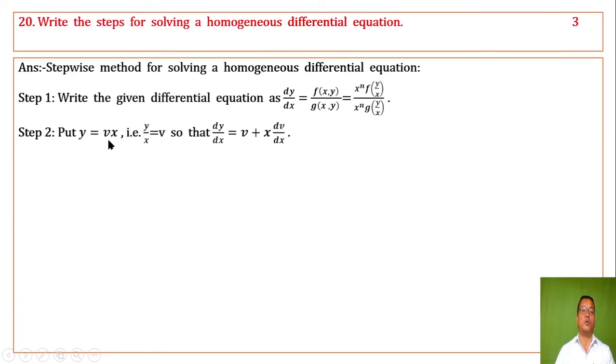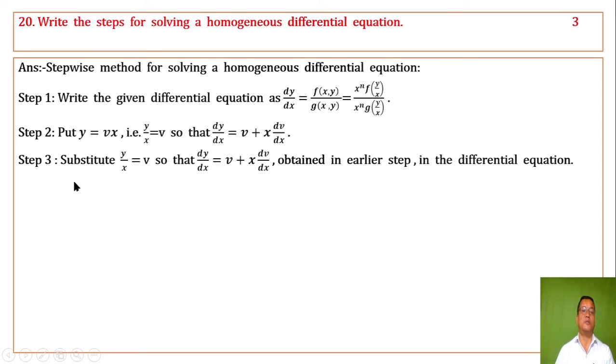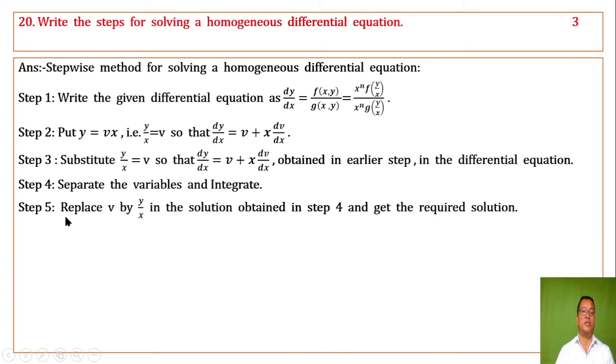Next, put y equal to vx, that is y by x equal to v, so that dy by dx equal to v plus x dv by dx. And substitute y by x equal to v, and dy by dx equal to v plus x dv by dx, obtained in the earlier step, in the differential equation. Step 4. Separate the variables and integrate. Step 5. Replace v by y by x in the solution obtained in step 4 and get the required solution.